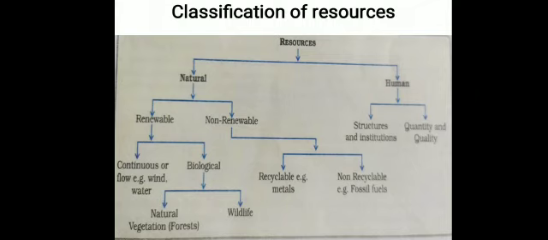Then the second part of the resources is human. Structure and institution, quantity and quality. Like skilled and unskilled human resources, with the help of technology and institution, turn things into useful material.